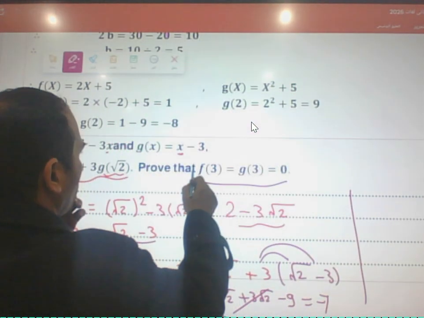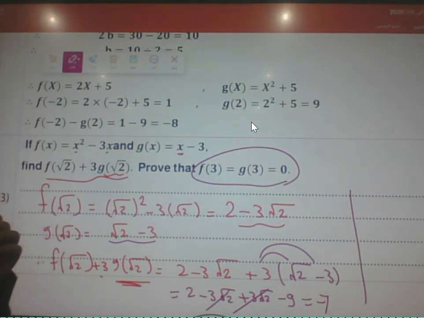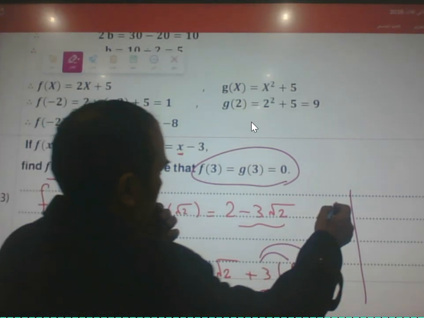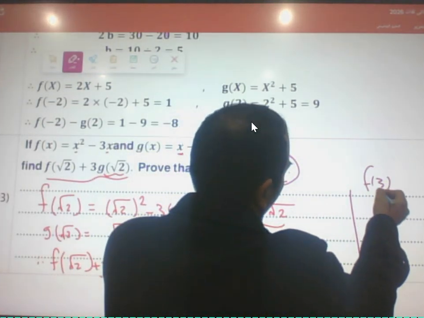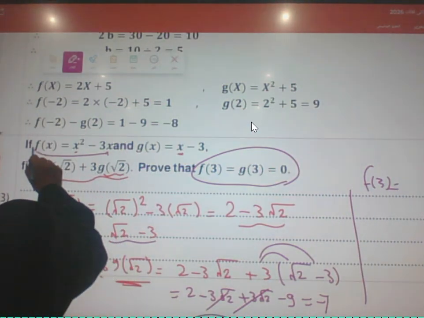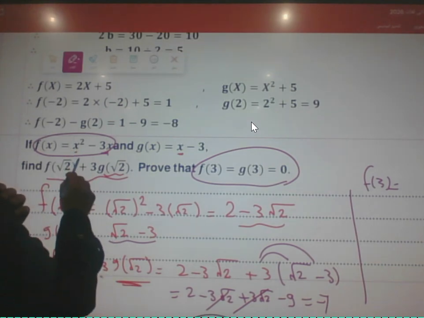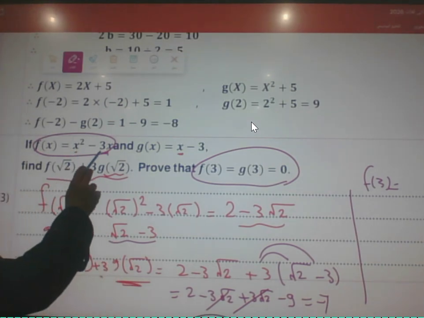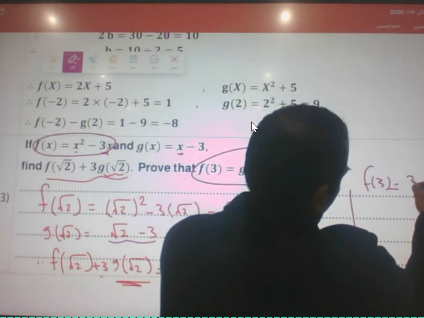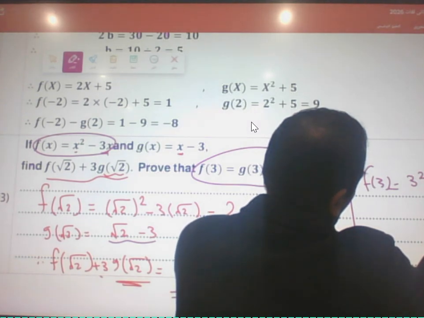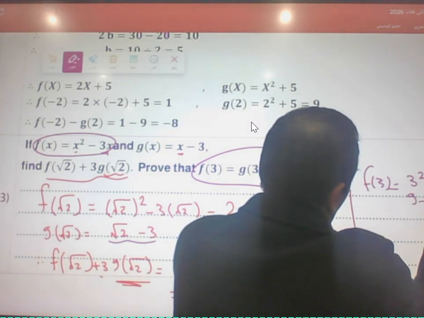Second solution, he wants to prove that f of 3 equals g of 3. First, I will find f of 3. Here, in this function, put the value of x equal 3. Then 3 power 2 subtract 3 times 3. 3 power 2 subtract 3 by 3, then we have 9 minus 9 equals 0.